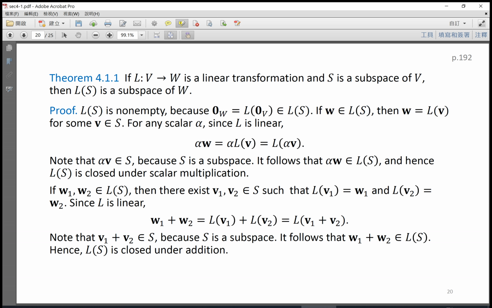Next, consider alpha times W, which is equal to alpha L of V. Because L is linear, due to the homogeneity property, alpha times L of V equals L of alpha V. Know that alpha V is in S because S is a subspace. S is closed under scalar multiplication. So if V is in S, for any scalar alpha, alpha V is also in S.